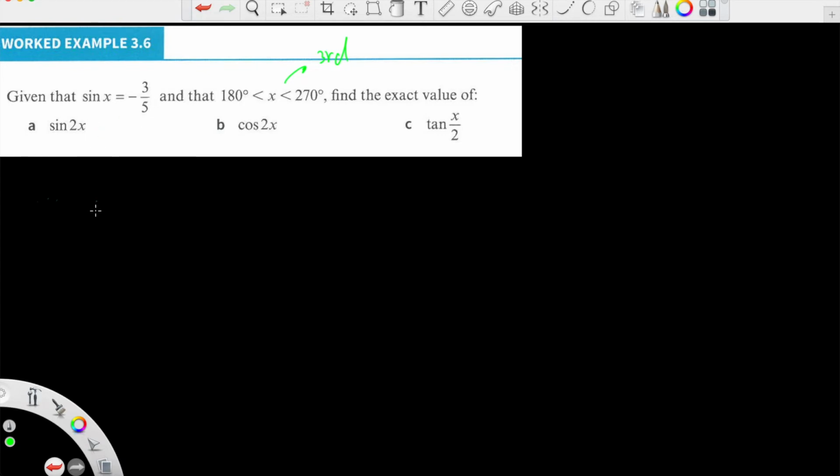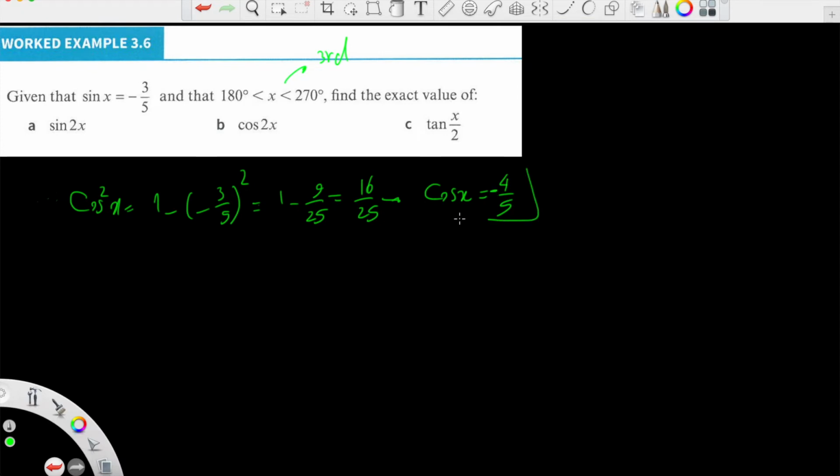So sine of x is negative 3 over 5, and we know that cosine squared of x is 1 minus sine squared of x. So it is 1 minus 9 over 25, which is 16 over 25. If you take the square root, it will be positive or negative 4 over 5, but as x is in the third quadrant and cosine depends on x, which is negative there, cosine of x will be negative 4 over 5.